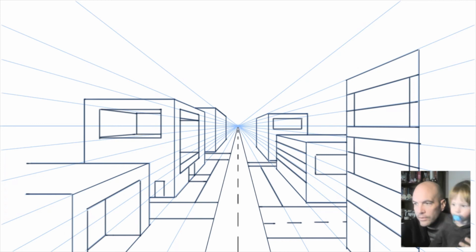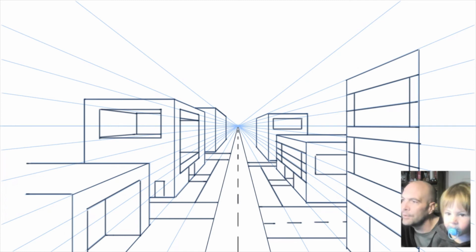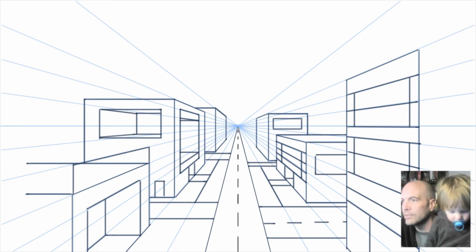There you can see the garage. It has a three-dimensional depth to it, which makes your perspective drawing look way more realistic.